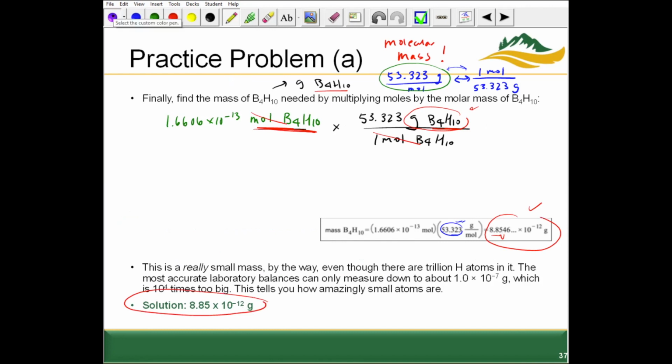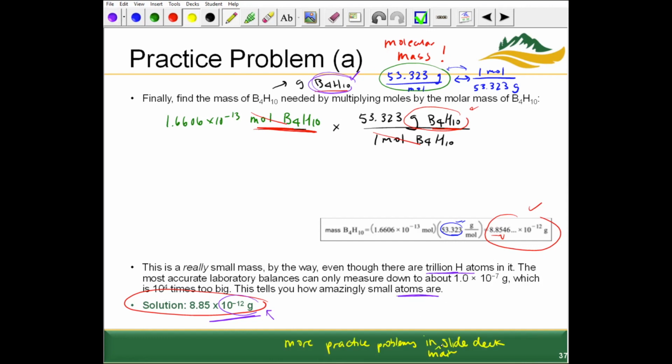In addition to doing these calculations, it's also important to recognize what this value is telling us. This is a really, really small mass, times 10 to the negative 12 grams. So we took a trillion hydrogen atoms. And it turns out with a trillion hydrogen atoms, we still only have this extremely small mass of B4H10. So if there are a trillion atoms present in the form of this molecule, that still only weighs 8.85 times 10 to the negative 12 grams. So atoms are extremely small.